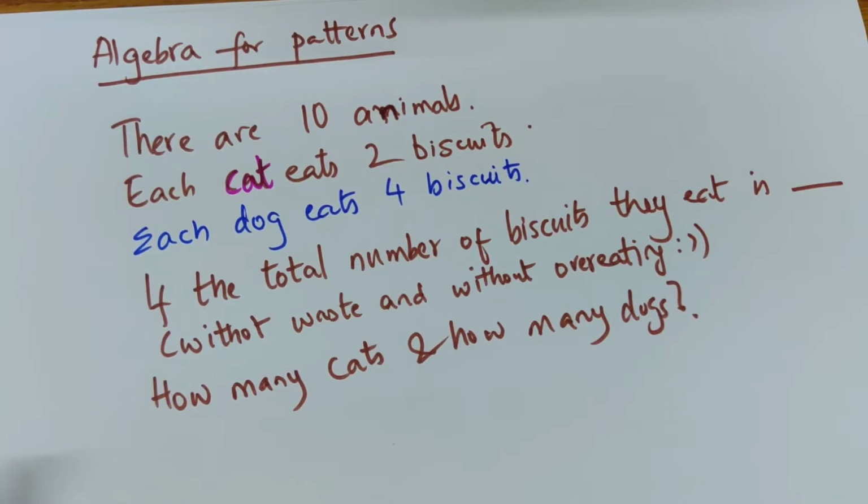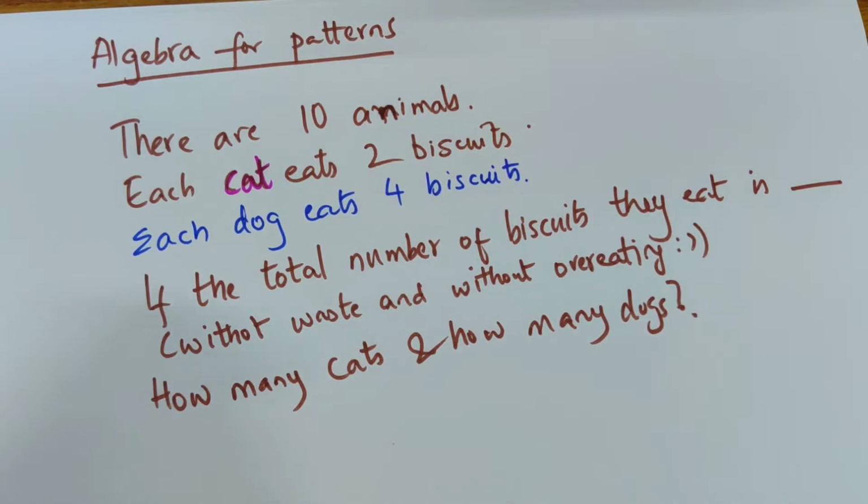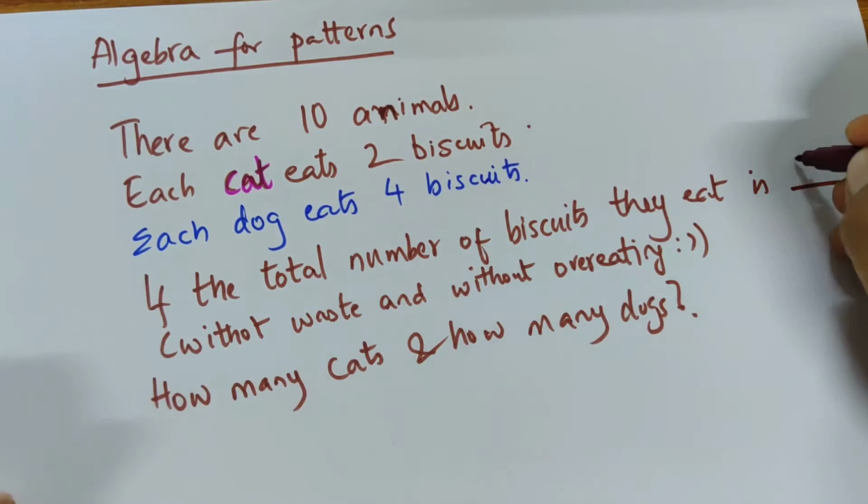So if we just use logic to solve it, how would we do it? And I'm going to tell you how to do it. If you give it to a child who doesn't know algebra, then they'll just say, okay, let me give everybody 2 biscuits. So the cats are satisfied. So let's take an example. Let's say the total number of biscuits that they eat is 28.